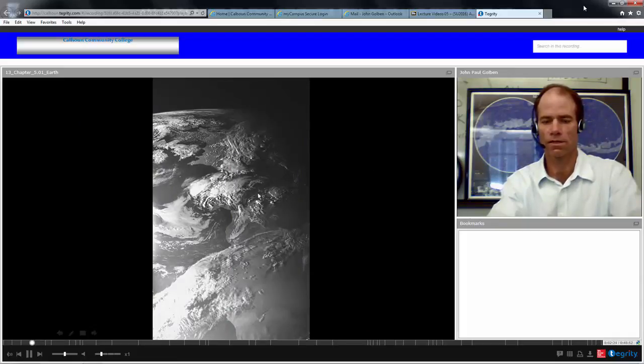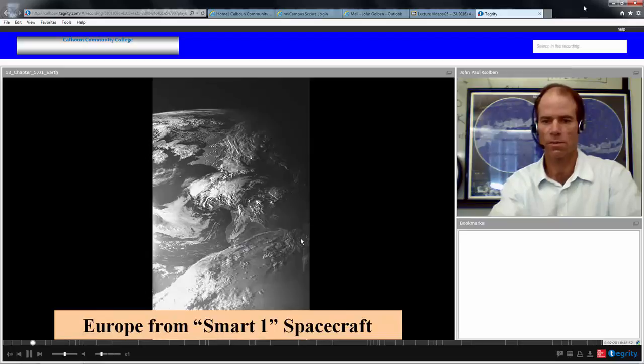Here's another look at Earth. This particular look at Earth is from the Smart 1 spacecraft. And what we're looking at here is Europe. It appears that you're seeing the coast of France right here, and this might be Africa down here, and the Straits of Gibraltar right there. So here's Spain and the Mediterranean Sea. So you're looking at Europe.